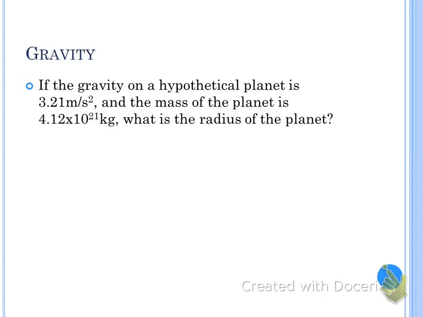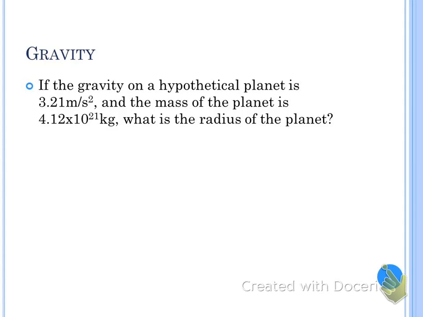Okay, if gravity on a hypothetical planet is 3.21 meters per second squared, and the mass of the planet is 4.12 times 10 to the 21st kilogram, what's the radius of the planet? So here we're not working in terms of Earth. We're not going to use the mass of the Earth here. We're going to use the mass of this hypothetical planet. But our big G, our universal gravitational constant, still works. Okay, so big G still works even though we're working with a different planet.